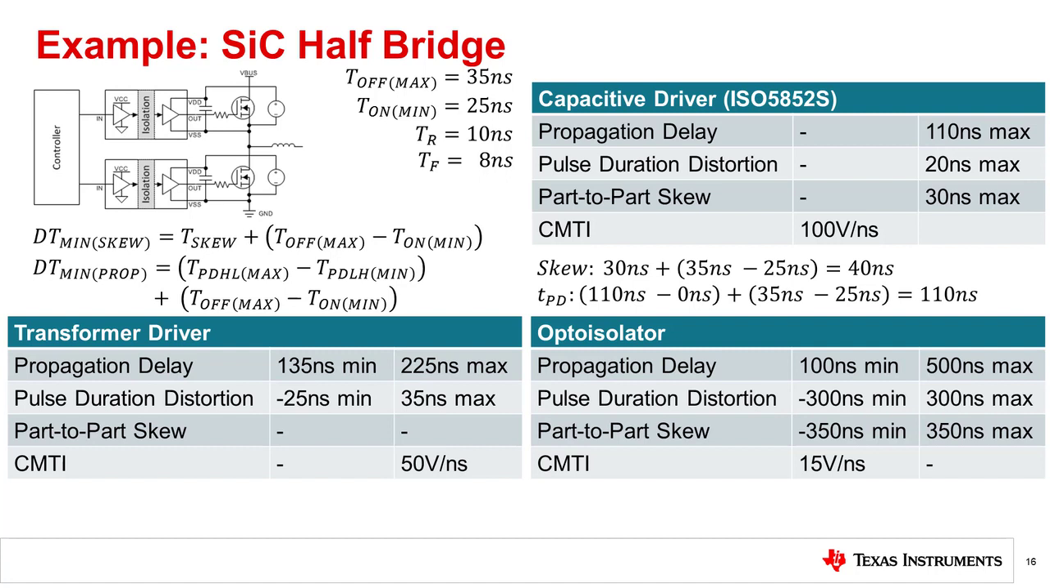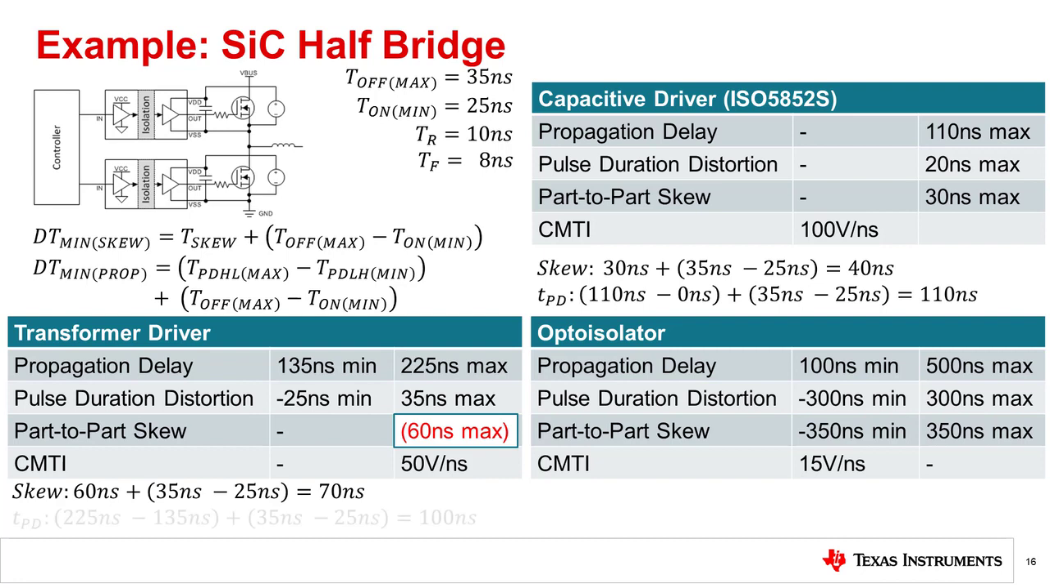For the transformer driver, no part-to-part skew figure is given. Based on the distortion provided in the datasheet, it can be inferred that two parts at the same voltage and across temperature will never see a skew greater than 60 nanoseconds, and so the theoretical minimum required dead time is 70 nanoseconds plus margin. Using propagation delay, we can determine the absolute delay difference across temperature to be 90 nanoseconds, and the minimum required dead time becomes 100 nanoseconds plus margin.